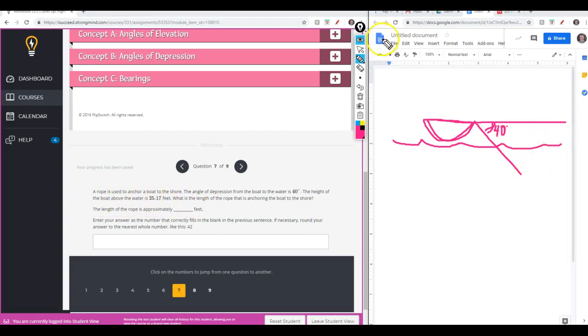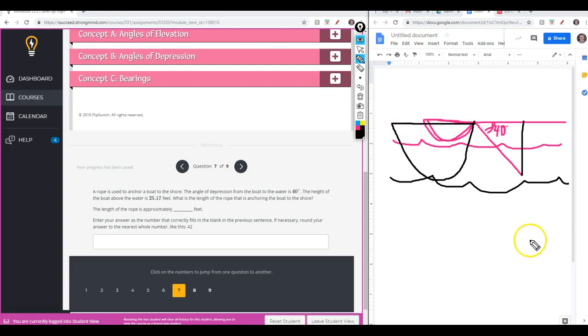I know this is not drawn to scale because the rope is not fully above the water. However, I'm just going to keep it there. So if you wanted to draw your water down here in just a bigger boat, go for it. So this is 25.17 feet. And that's our shore.